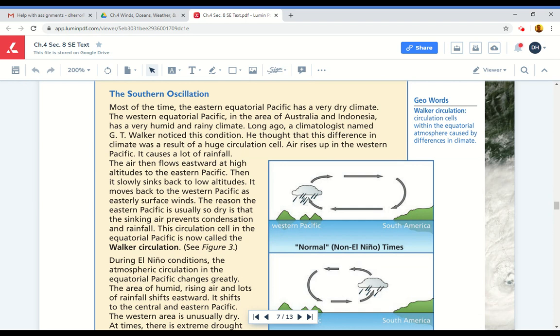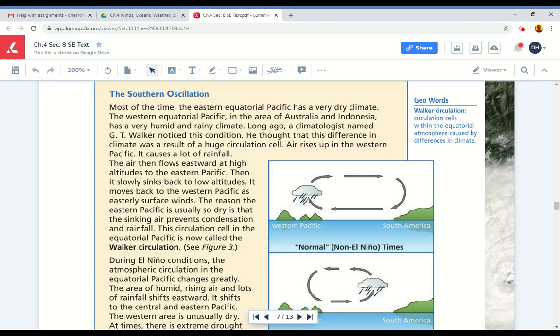The Southern Oscillation. Most of the time, the eastern equatorial Pacific has a very dry climate. The western equatorial Pacific, in the area of Australia and Indonesia, has a very humid and rainy climate. Long ago, a climatologist named G.T. Walker noticed this condition. He thought that this difference in climate was a result of a huge circulation cell.